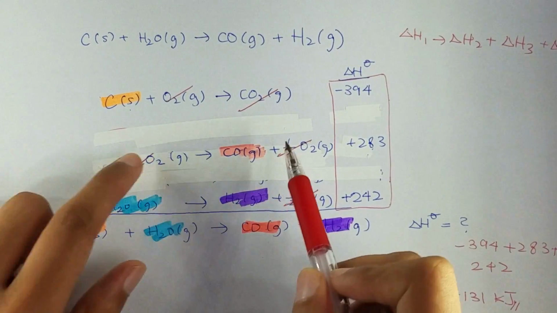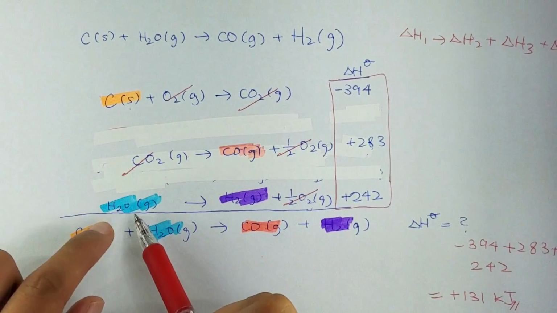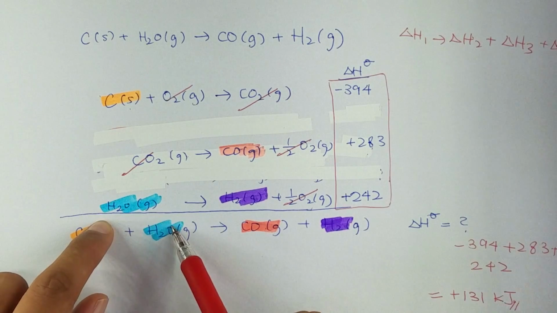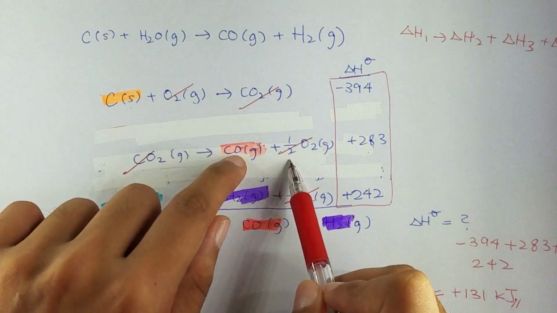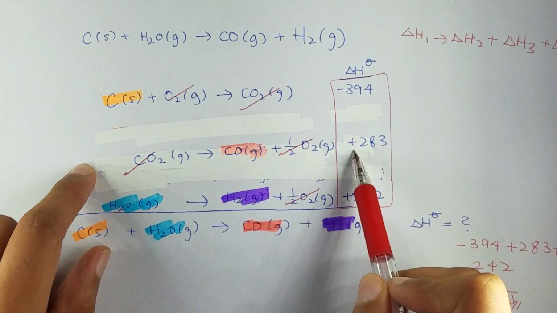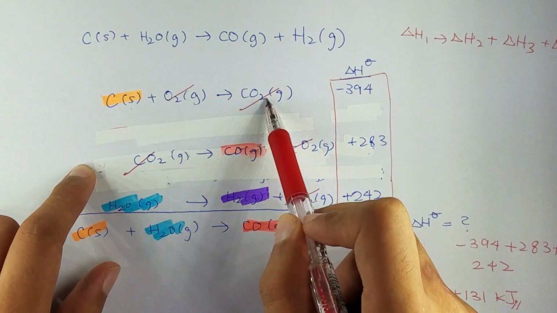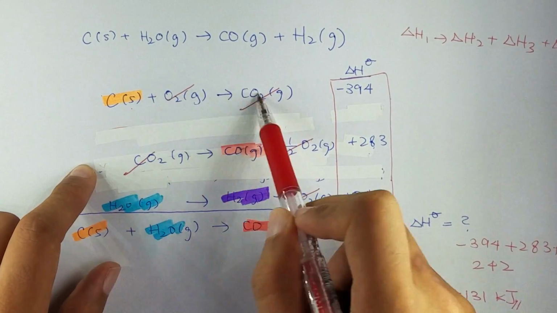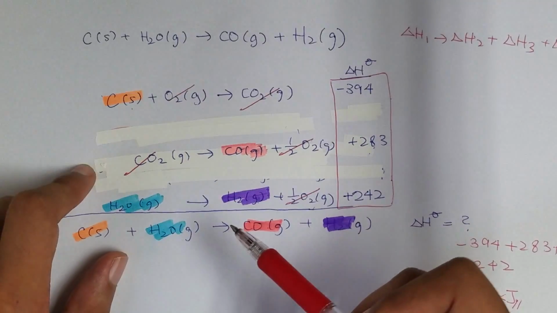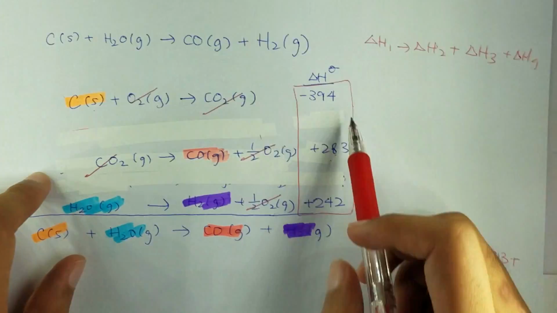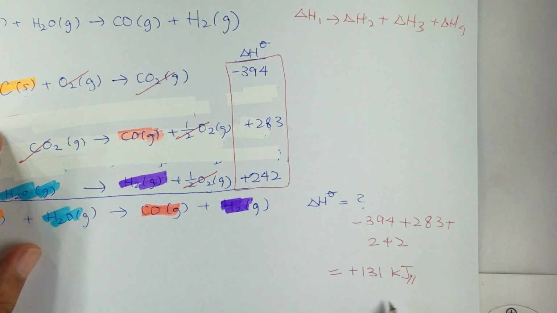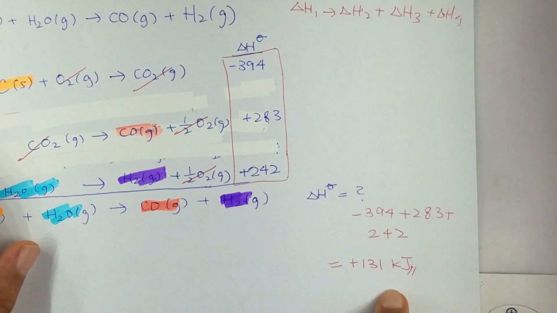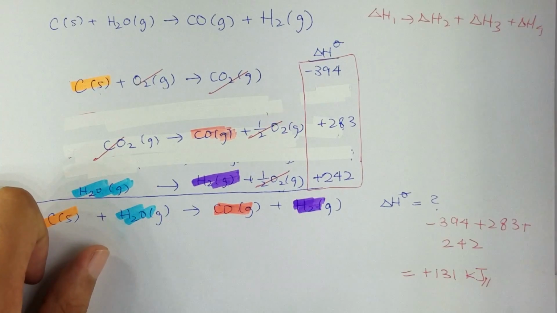Water. We noticed water was on the right side. We flipped it and divided by 2 because it was 2 mole. Similar for carbon monoxide, we flipped it and then divided by 2. So the sign changed. And the rest, if everything is correct, everything will be deleted. So essentially, you will realize that the answer will be there, correct.